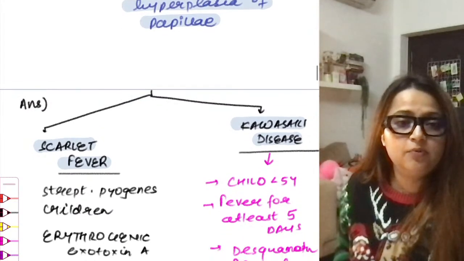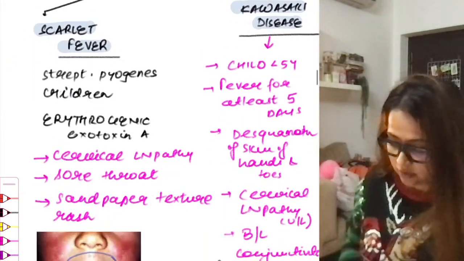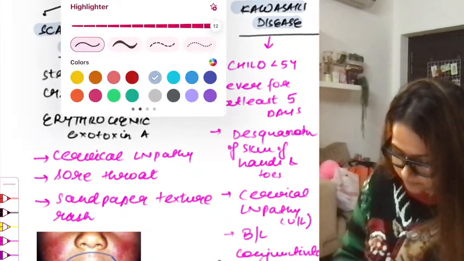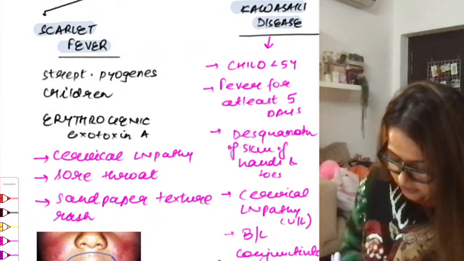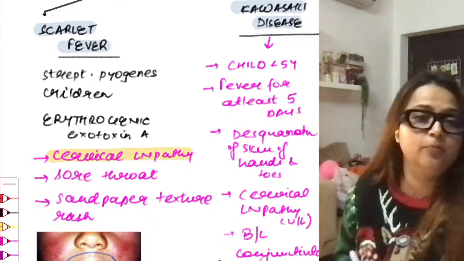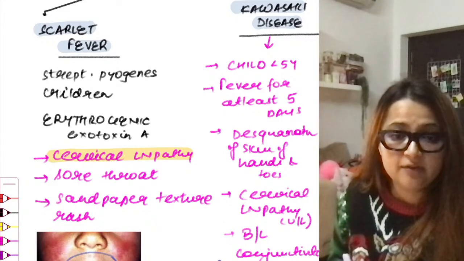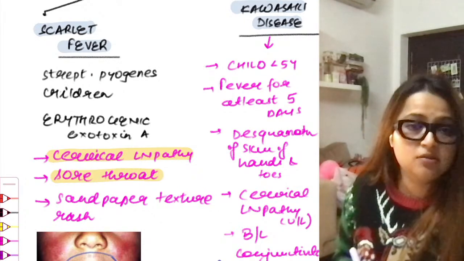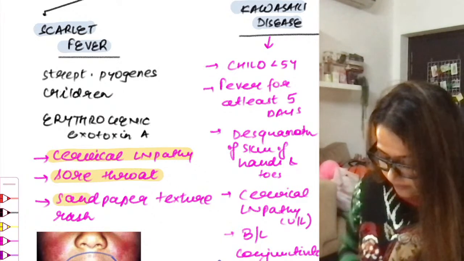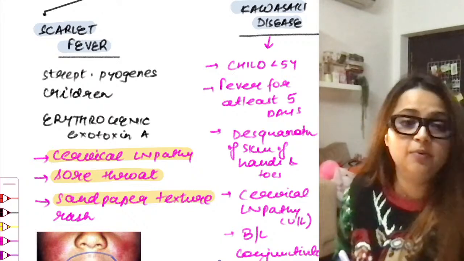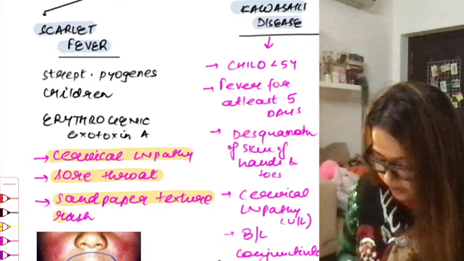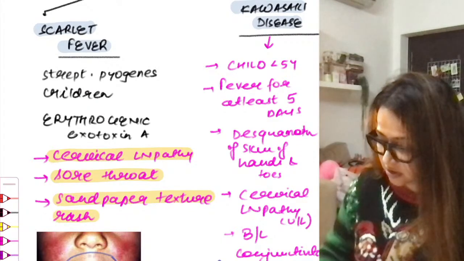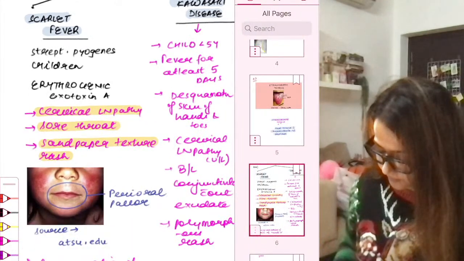Then talking about another presentation of scarlet fever. What do you see in scarlet fever? The patient will be having cervical lymphadenopathy. The cervical lymph nodes will be enlarged. The child will be having sore throat. And a very, very important keyword here: sandpaper texture-like rash. Okay, sandpaper texture rash. So add one point here.